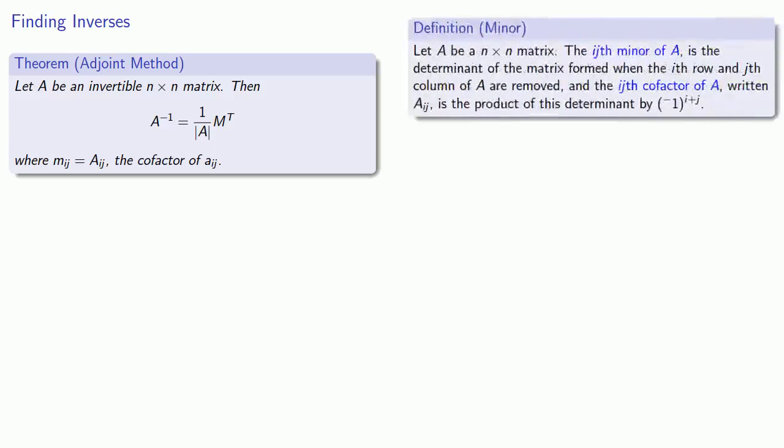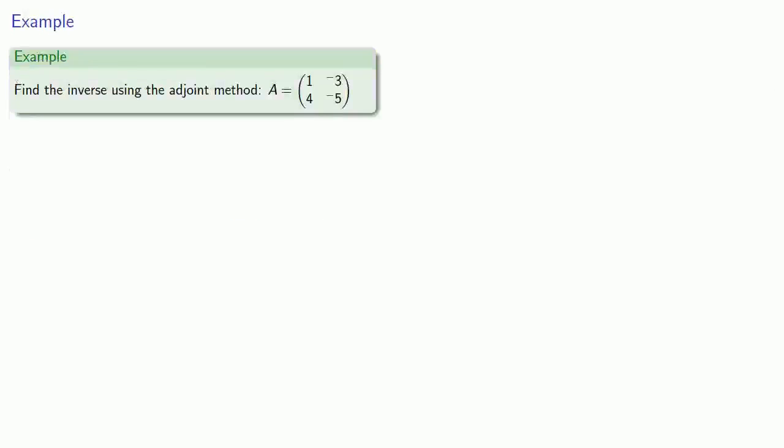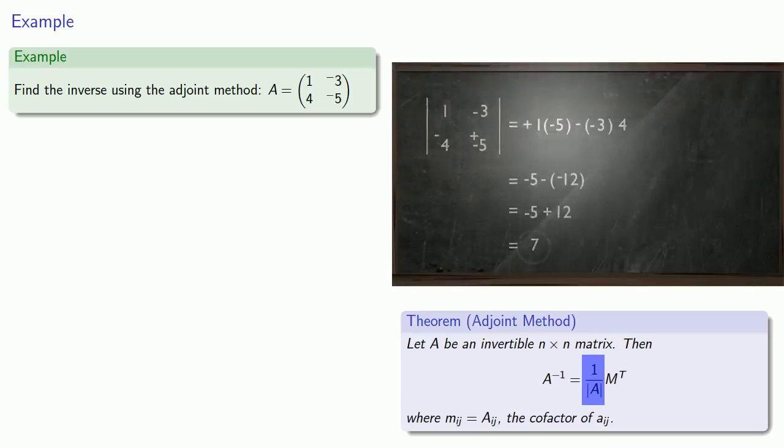Remember, cofactors showed up when we tried to find the determinant. We might say that the inverse is the transpose of the matrix of cofactors scaled by the determinant. For example, consider the 2 by 2 matrix. We'll find the inverse using the adjoint method. For that, we need the determinant, which we found earlier.